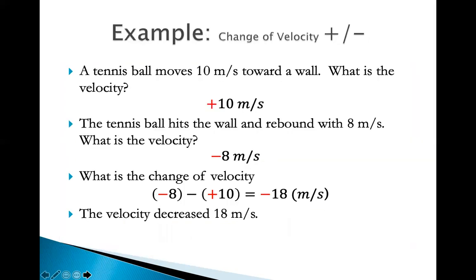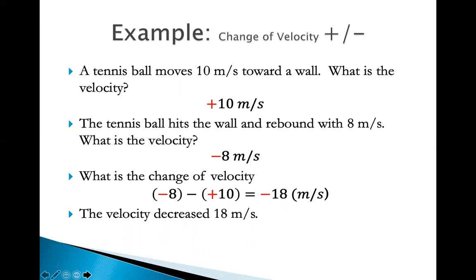Another example, if a tennis ball hits a wall at 10 meters per second, we just name that direction positive, so the velocity is 10 meters per second. If we use that reference system, then the tennis ball will hit the wall and rebound at 8 meters per second, slightly slower. What is the velocity? The velocity is negative 8 meters per second. Negative just means the direction is opposite to what we call the positive direction.